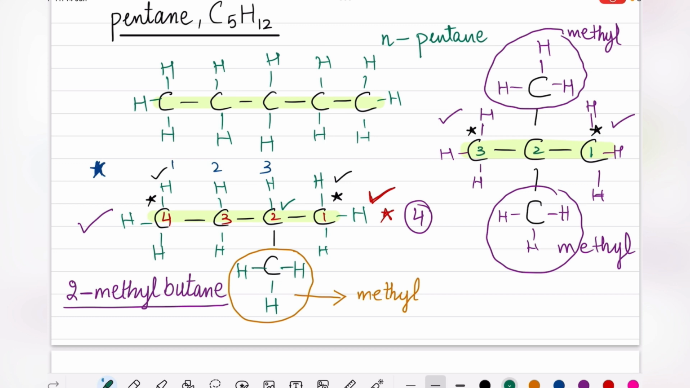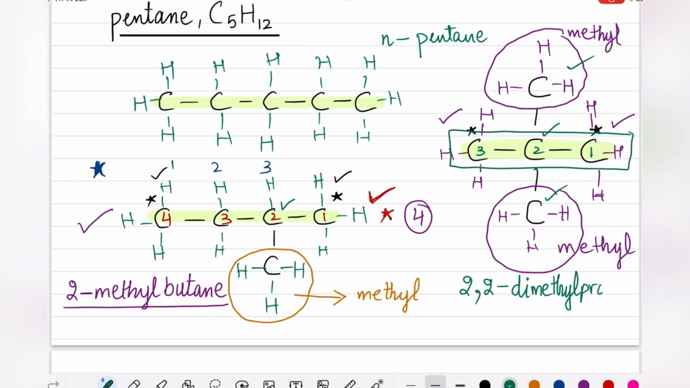Now I will write down the name of this compound. This will be 2,2, as 2 branches are present and both are on the same carbon atom, that is number 2. So I will write 2 two times here: 2,2 dash. Now there are 2 methyl groups, so I will use dimethyl: 2,2-dimethyl. The main chain has 3 carbon atoms, so it will be propane. This will become 2,2-dimethylpropane.